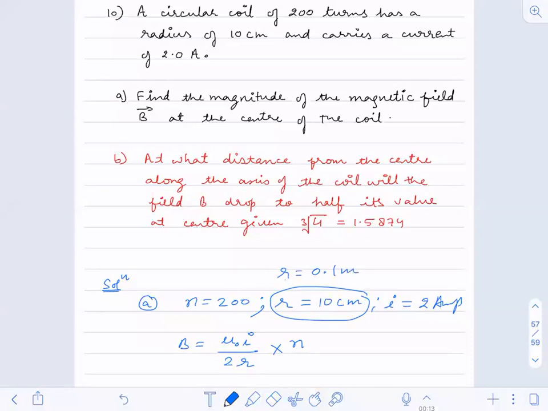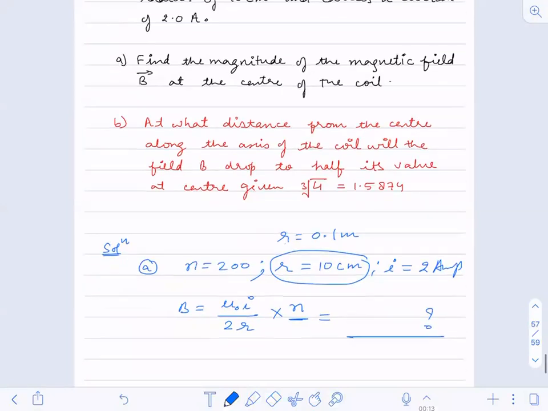Now you can simply substitute the values and solve it. This will be a very easy problem. The only thing is that if n is given, you have to multiply by the number of turns. Understood? Now, just see the second problem, B part.